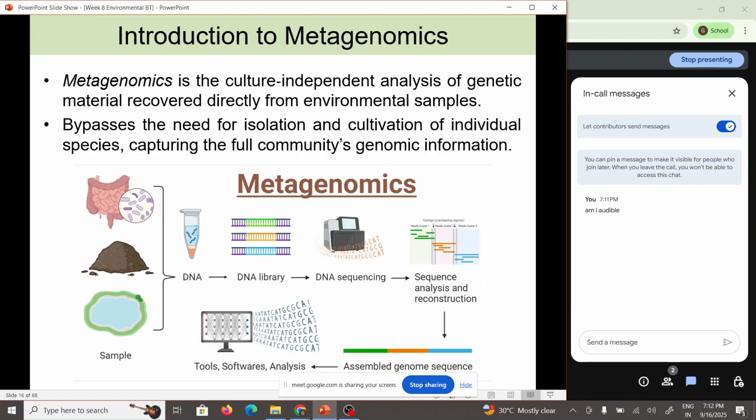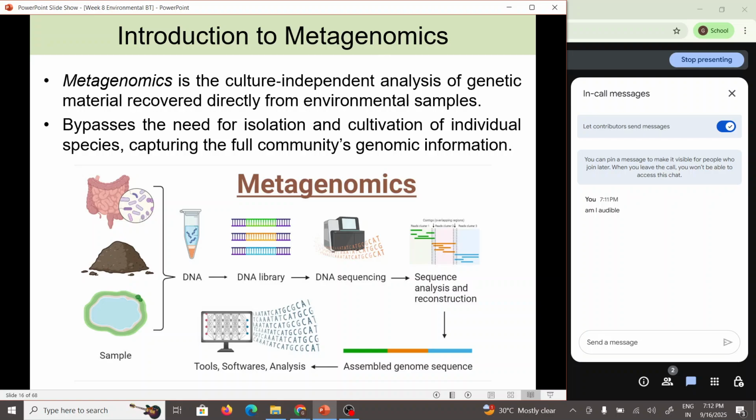So, in the first part of today's session, we will just see the theory parts. So, first of all, we will see about metagenomics. Metagenomics, as we know, is a culture independent analysis method through which we analyze the genetic material that we have recovered from the environmental samples directly.